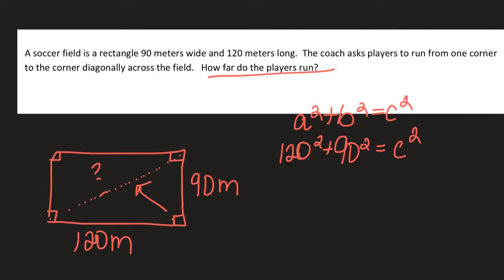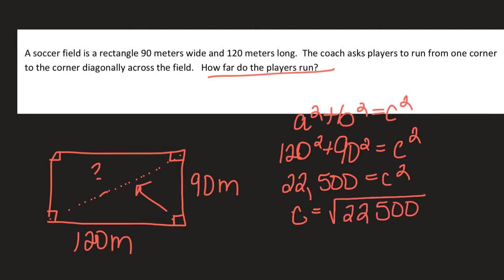I'm going to square my values. And I get 22,500 equals C squared. To get just one C, the opposite of having something squared is taking the square root of that. The square root of 22,500. And this one is a perfect square. I know this because I got a whole number. So that means the diagonal is 150 meters.